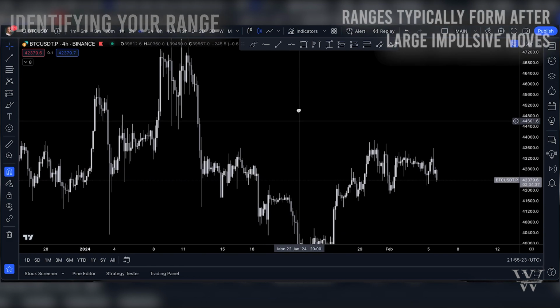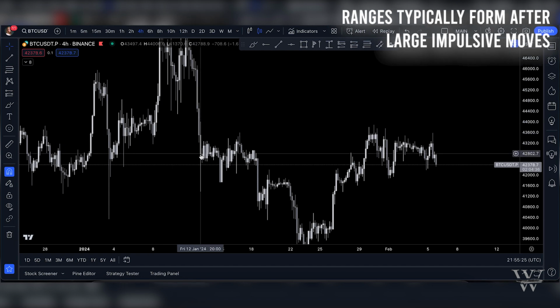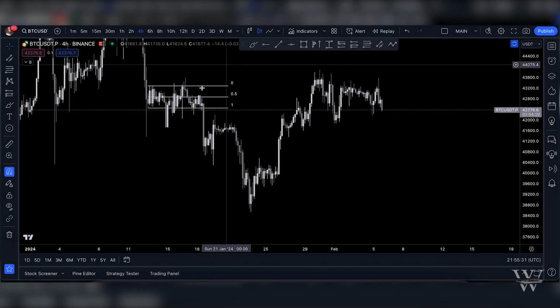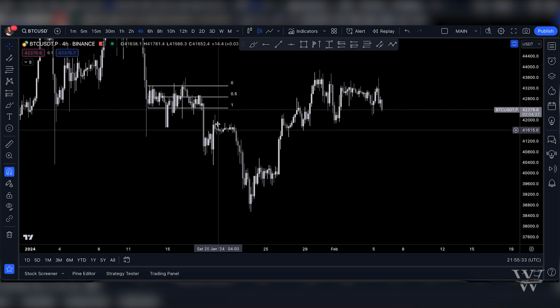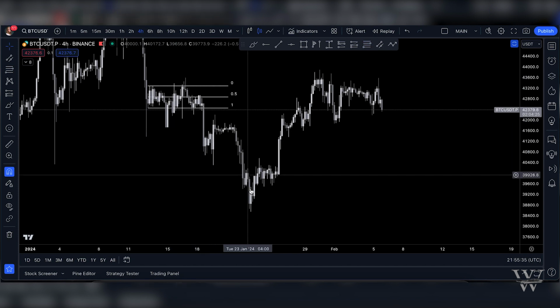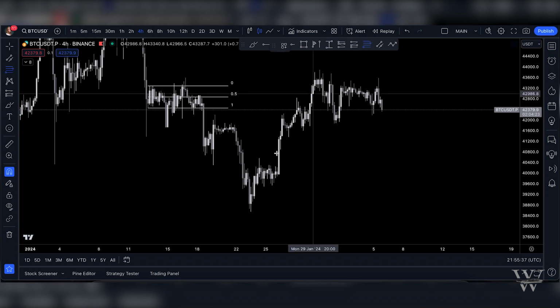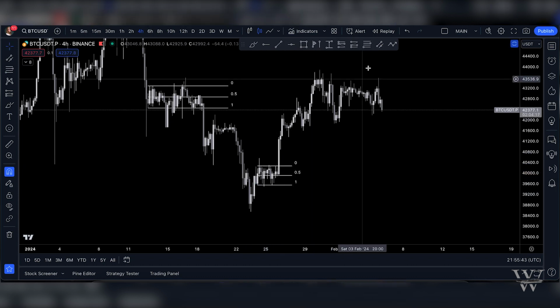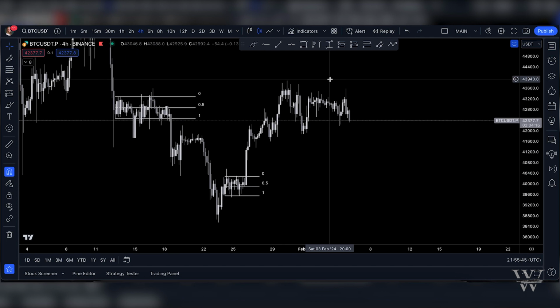First off, we need to identify and understand what a range is. Ranges typically happen after big impulsive moves, like you can see here. From there, we formed a little range here, a big impulsive move here, a small range here, an impulsive move, a range, an impulsive move down. Again, small range here, impulsive move, and now we're operating in this range here.